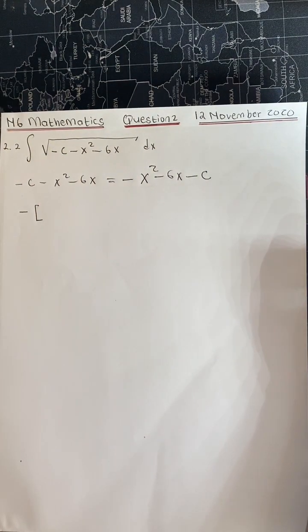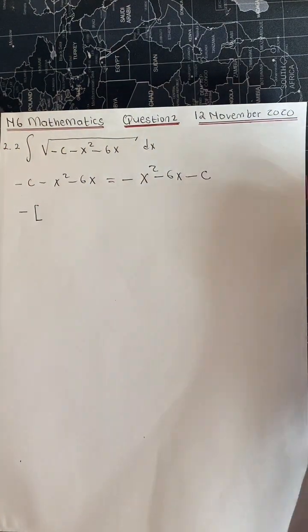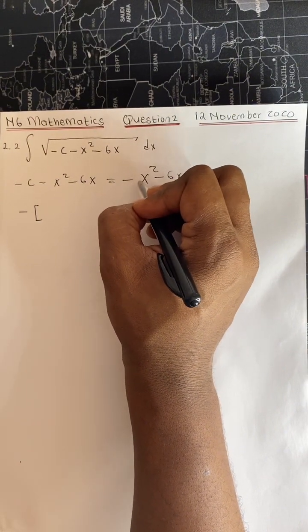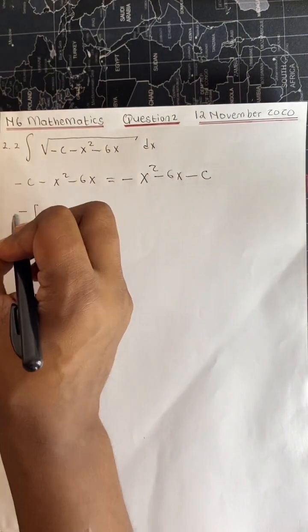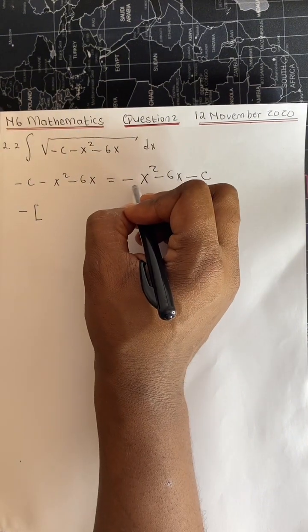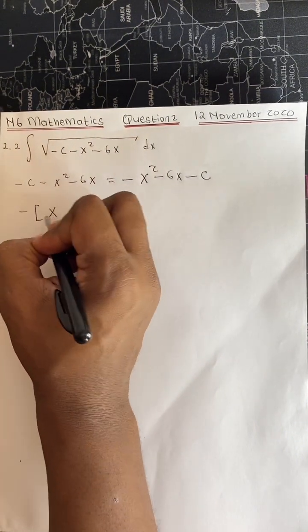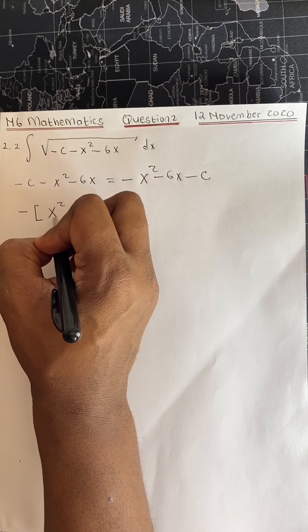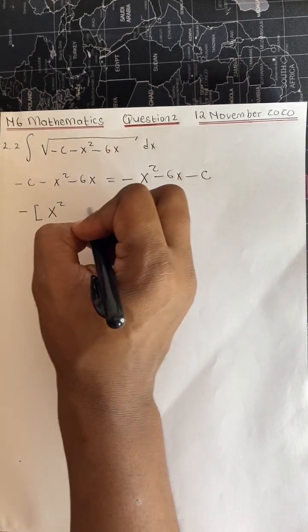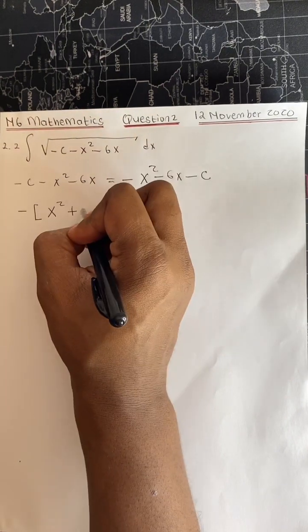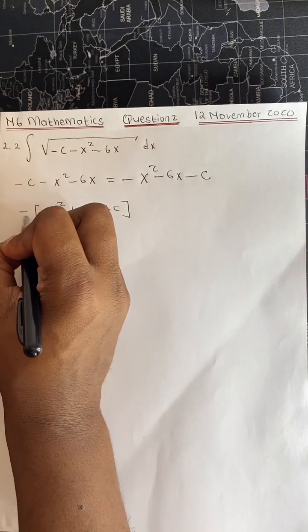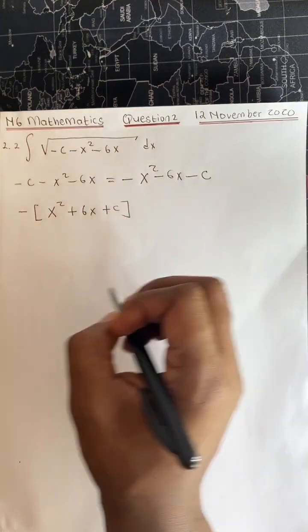And in order for us to complete the square, we have to make sure that there is no number or a negative sign in front of the x squared. That's why we are taking negative as our common factor, so that only positive 1 is left as the coefficient of the x squared. So this will be equal to negative, x squared plus 6x minus c, after we take negative as our common factor.